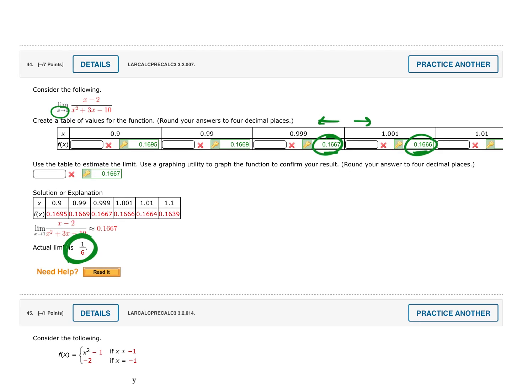For this question, yeah, so this one, we can plug in 1 because it doesn't give us 0 in the denominator. So first thing you always want to try is direct substitution. Can you plug it in? If it's undefined, then you'll have to try something else.